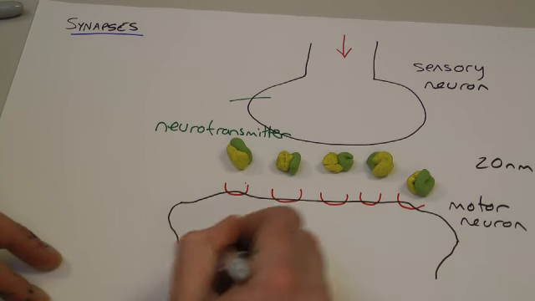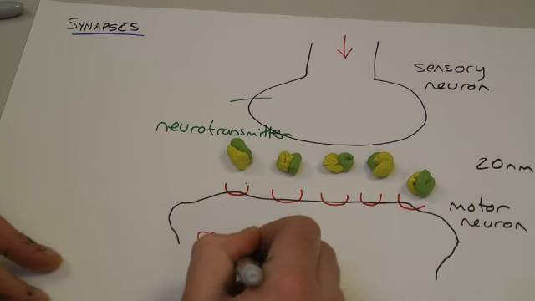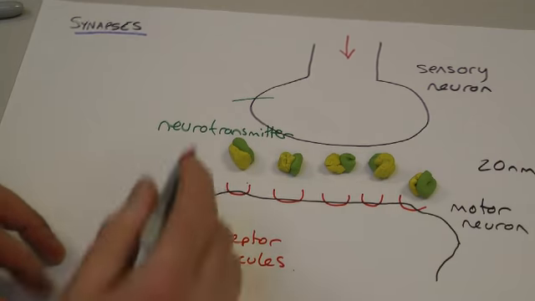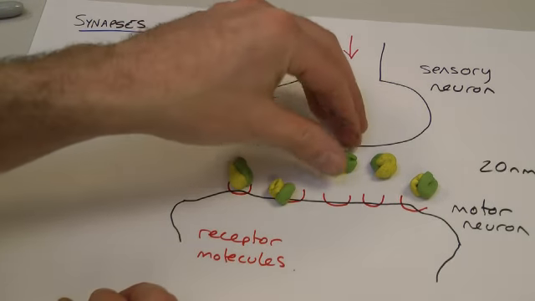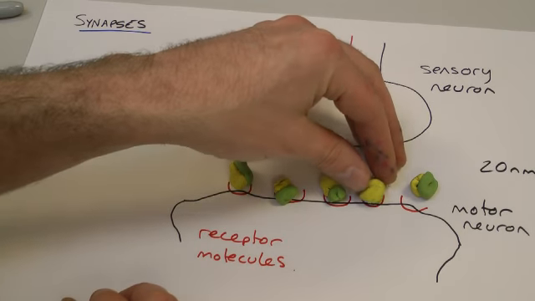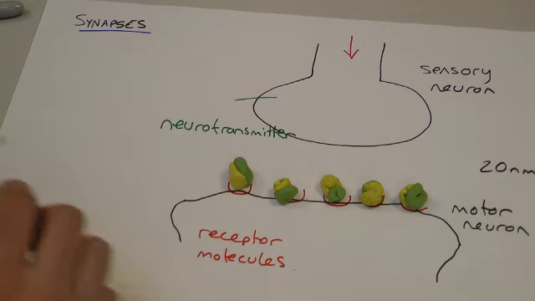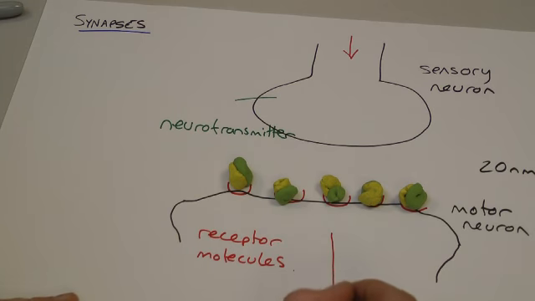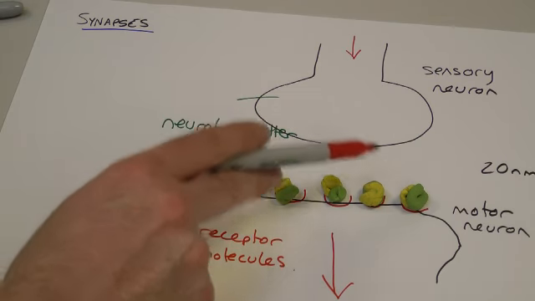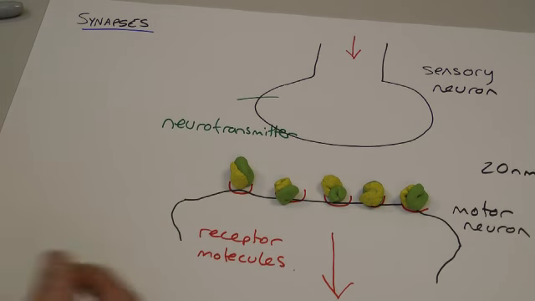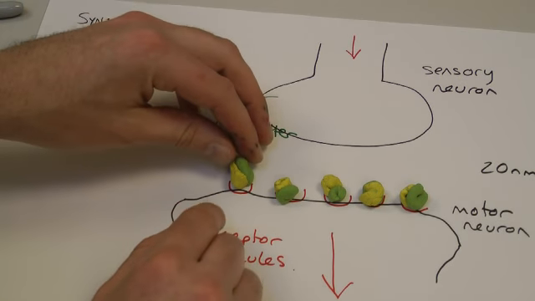receptor molecules, and these have a specific shape to the neurotransmitter. The neurotransmitter fit into these receptor sites, and that will then cause another nerve impulse to be passed along the motor neuron. So our impulse travels down, neurotransmitter diffuses across the gap, and then continues in the next neuron.